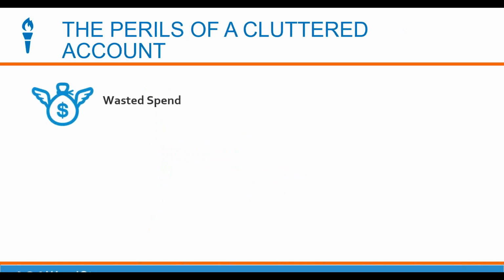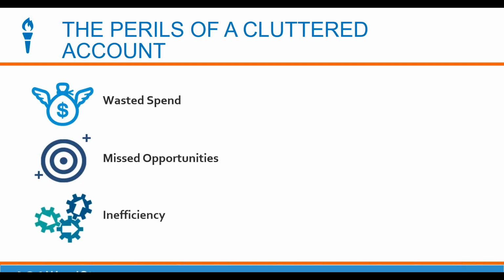The first is wasted spend. You run the risk of poor performing keywords sucking up campaign budget when you have too many keywords in an account. The second is missed opportunity. So the more keywords you have, the more time you'll need to spend monitoring individual keyword performance. And the third is inefficiency. So simply put, complicated account structures lead to a higher likelihood of error.